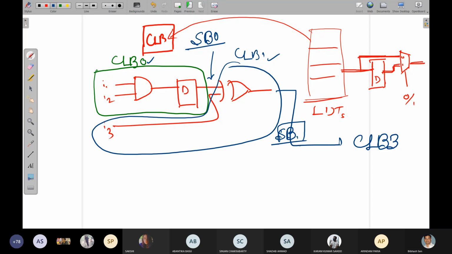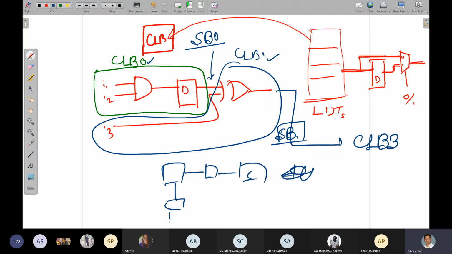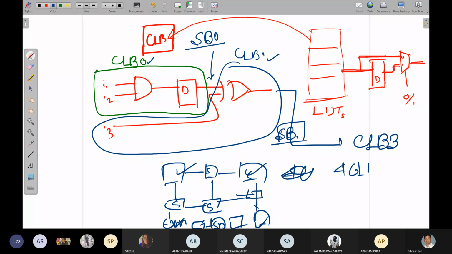Is it clear? And suppose I have 4 CLBs, arranged like this: SB, CLB, SB, CLB, here also SB, here also CLB, SB. So I have 4 CLBs and all are interconnected with the SBs. Did you get my point? This is SB. So I have 4 CLBs in my hand and the corresponding circuit diagram.